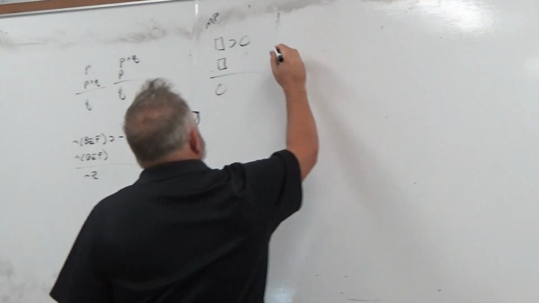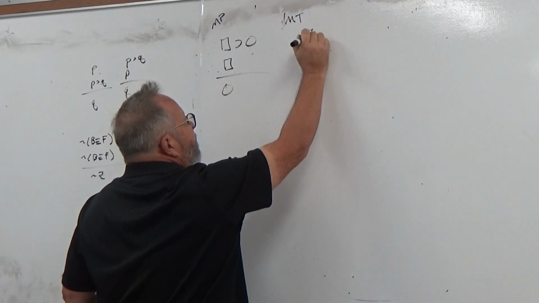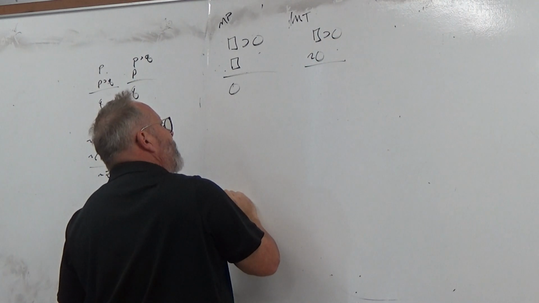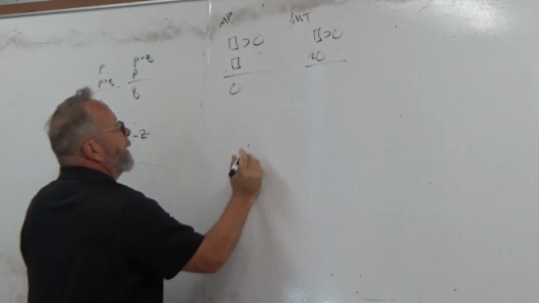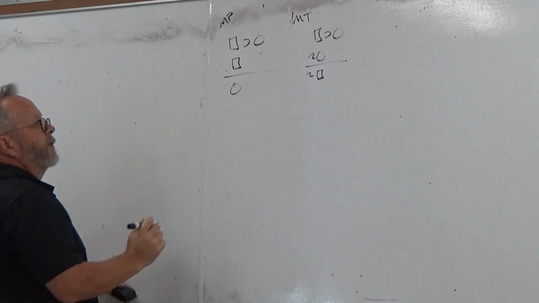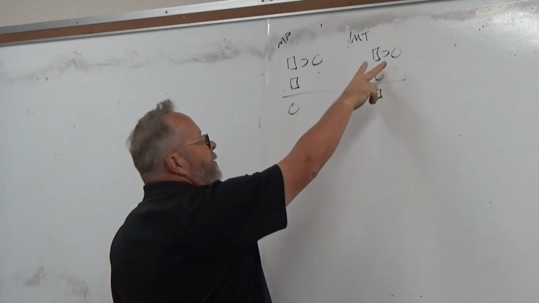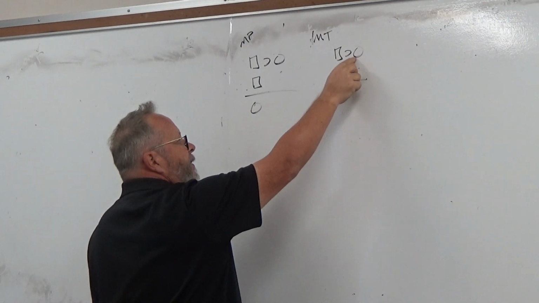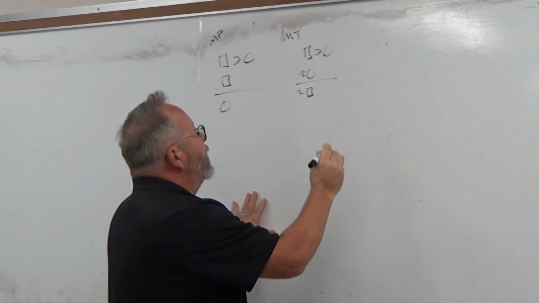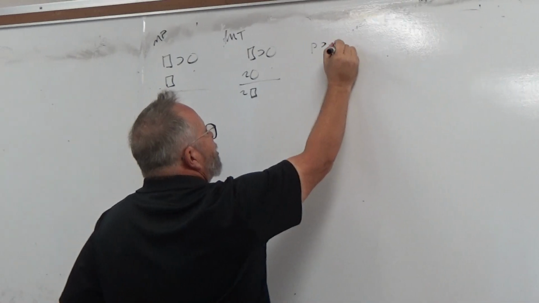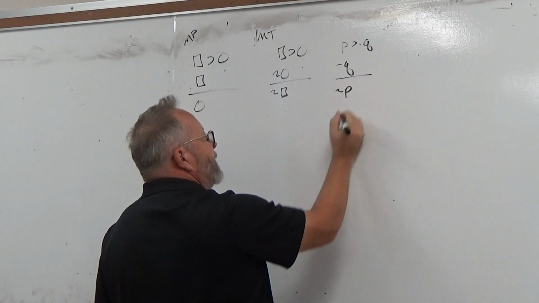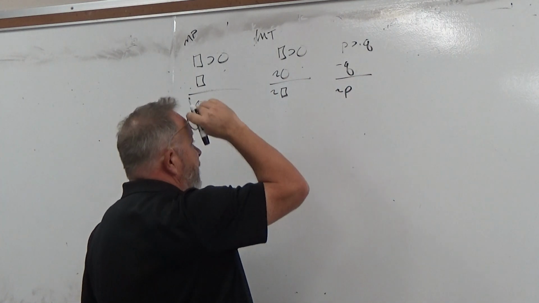And we also have seen this before. If box then circle, but not circle, therefore what? Not box. So if you have a conditional and you have the opposite of the consequent, you get the opposite of the antecedent. Look, if we have P then Q, not Q, we all know we get what? Not P.